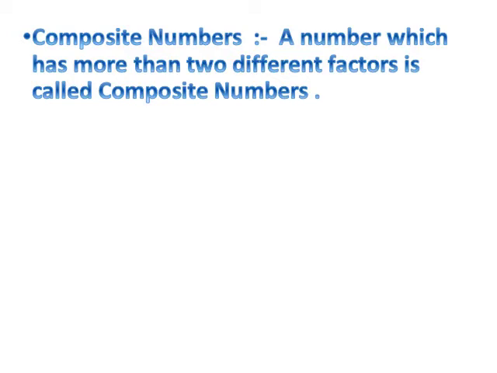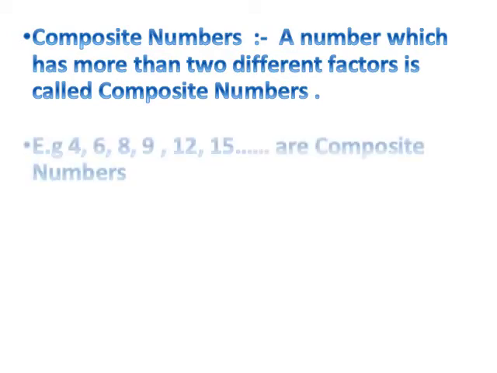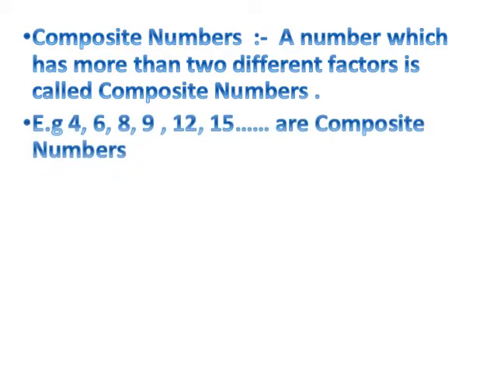Composite numbers. A number which has more than two different factors is called a composite number. Example: 4, 6, 8, 9, 12, 15. These numbers have more than two factors. Therefore, these numbers are called composite numbers.